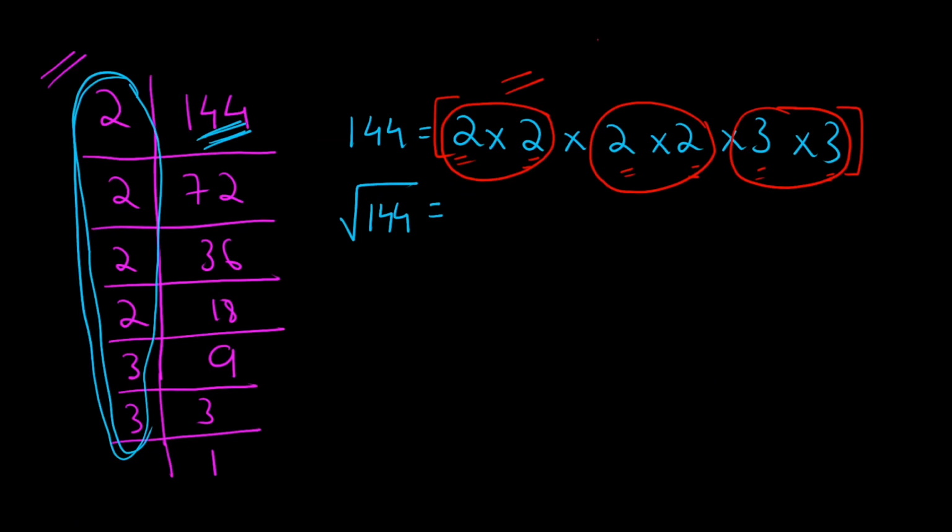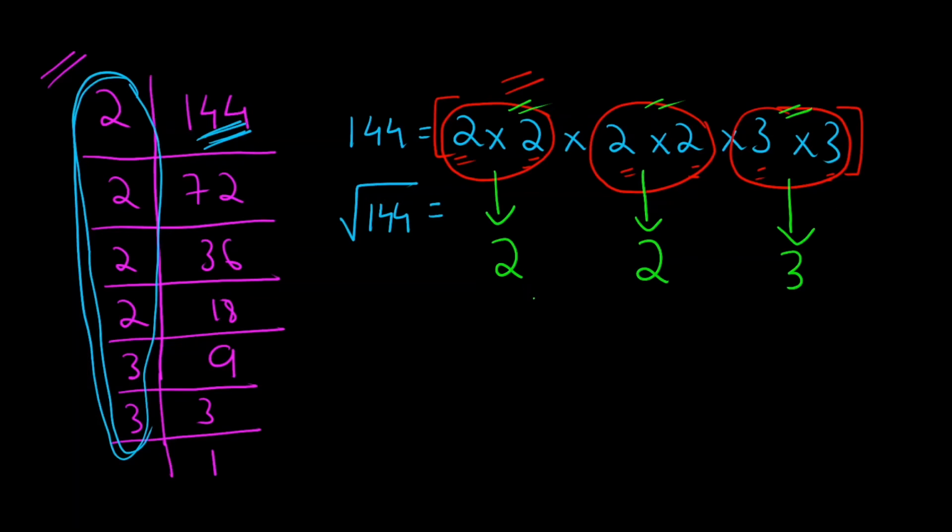Now from each of these groups, I will just take out one number. So from 2 multiplied by 2, I will take one number out. So I will take out 2. Again from this group, I will take out 2. Again from 3 multiplied by 3, I will take out one number. So I will take out 3.